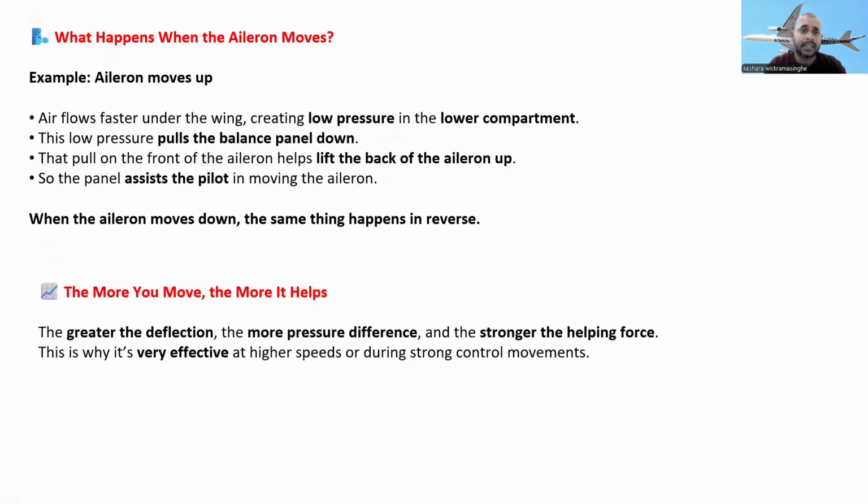So what happens when the aileron moves? When the aileron moves up, air flows faster under the wing, creating a low pressure in the lower compartment. This low pressure pulls the balance panel down. That pull on the front of the aileron helps lift the back of the aileron up, so the panel assists the pilot in moving the aileron.